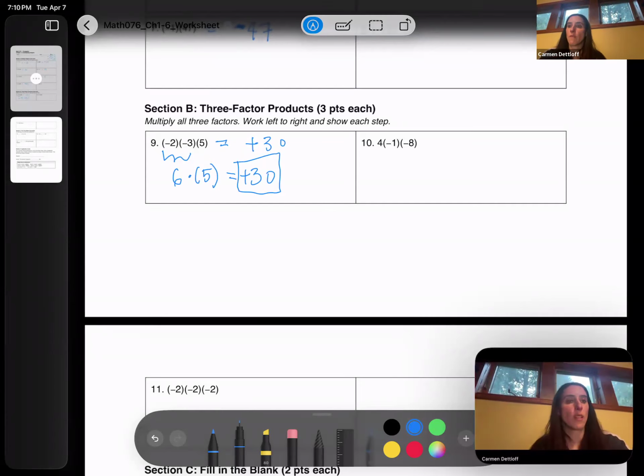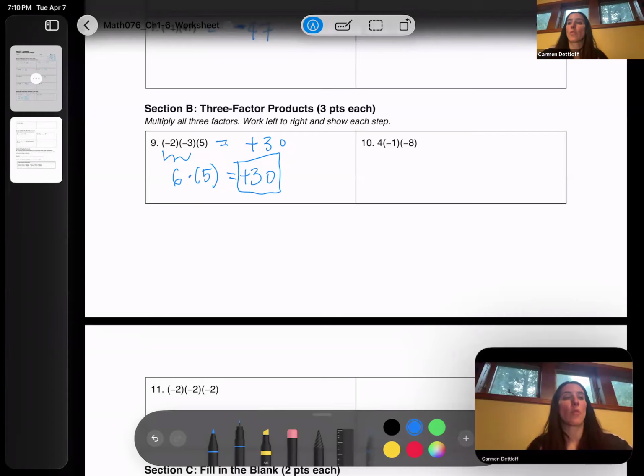Okay, let's do another one. 4 times negative 1 times negative 8. So again, I've got 2 negatives. I've got an even number of negatives, so I am going to be positive. And so I can do it in order.